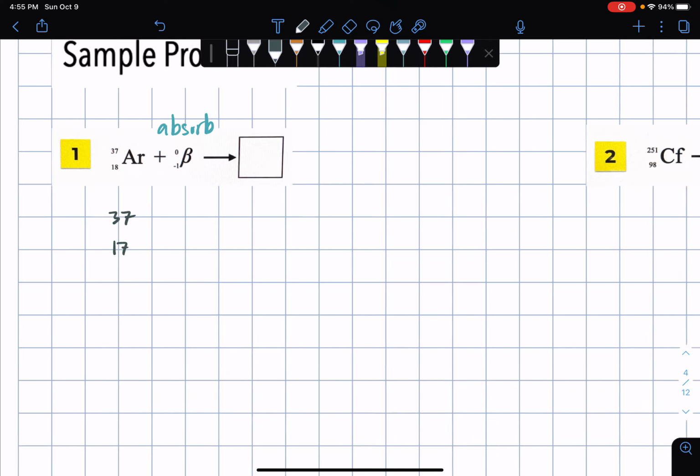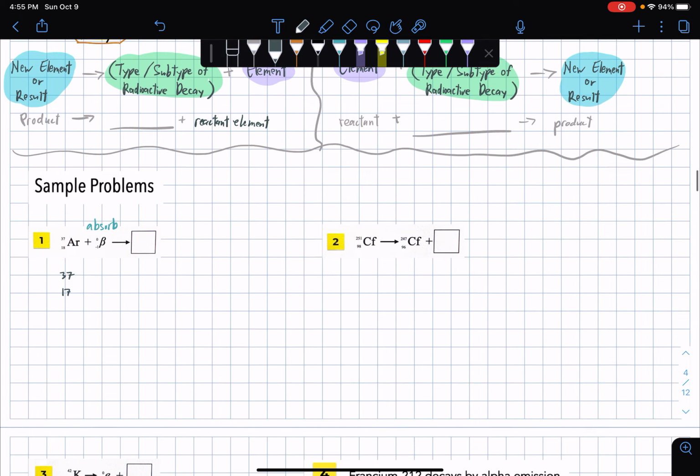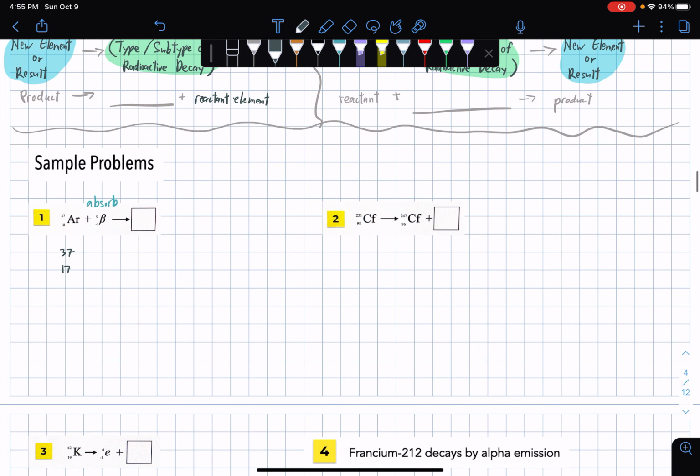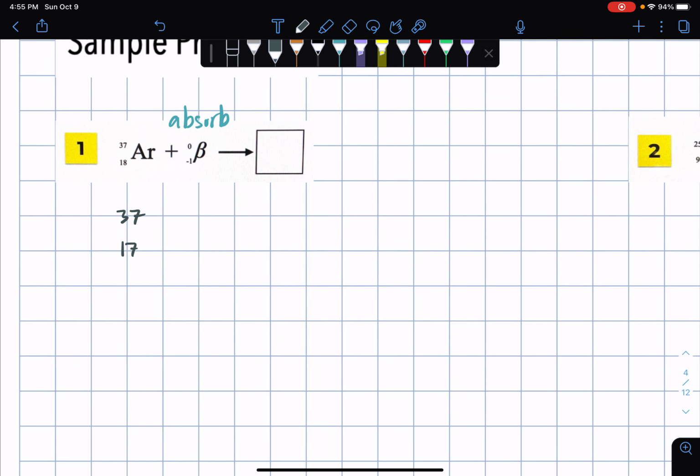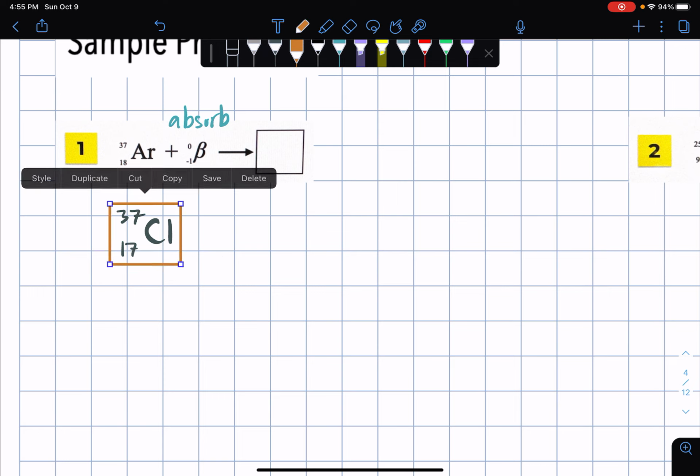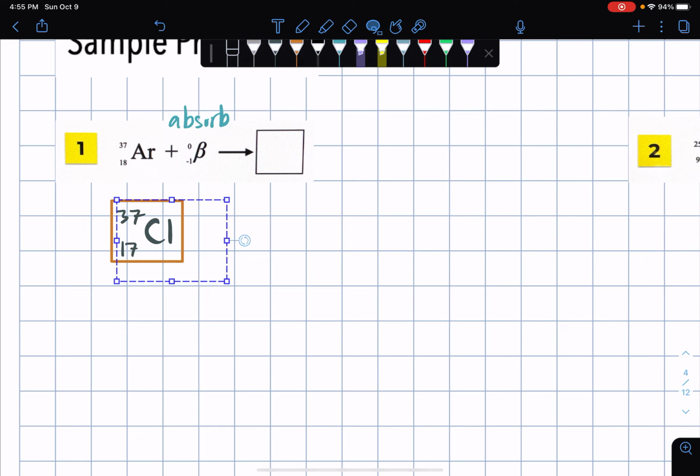I hope you have your periodic tables with you. You might need it. You need to find the specific element that corresponds to a specific atomic number. So in this case, 17 is Cl. I'm sorry, this is chlorine, if I'm not mistaken. This is the answer for number 1.